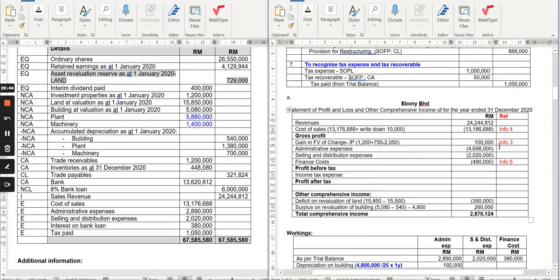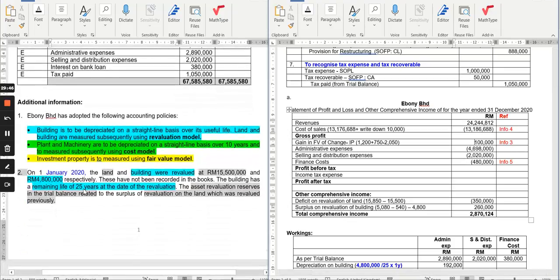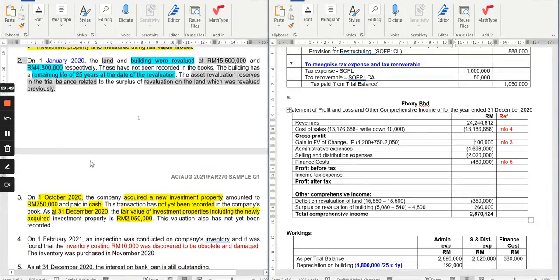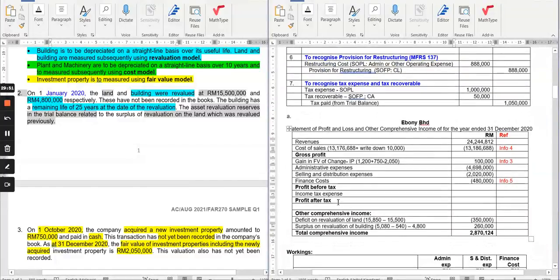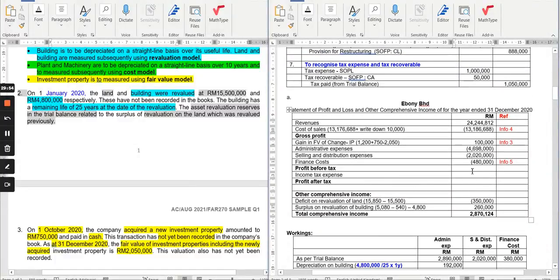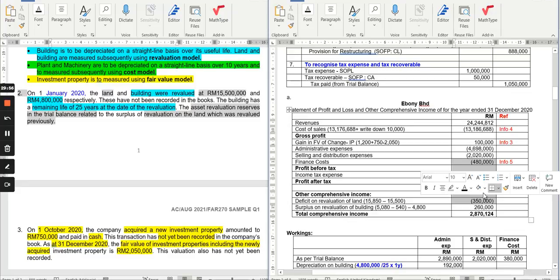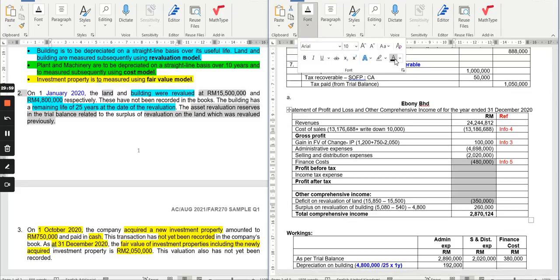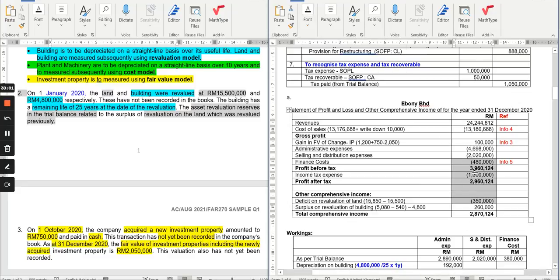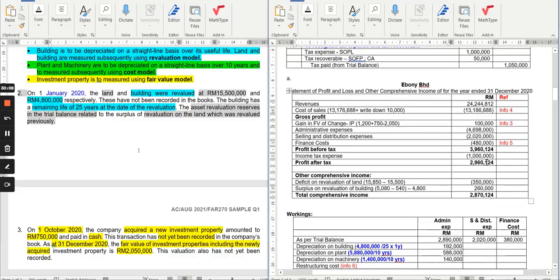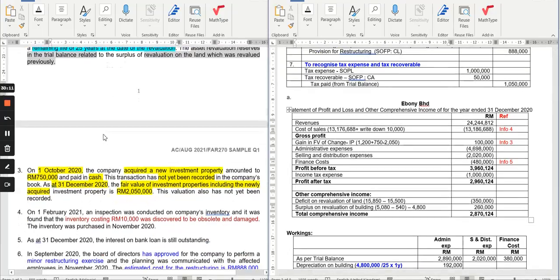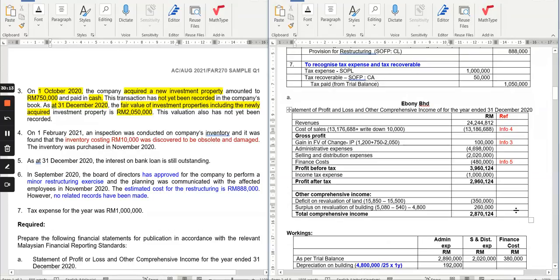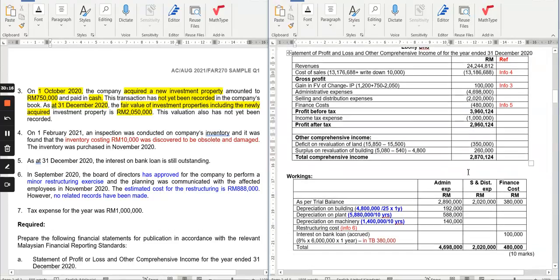The gain on fair value change, that was in information number 3 here, right? Okay, the gain. Next is the profit before tax. So you'll be able to get the profit before tax. That would be 3,960,124, and your income tax expense was from the information given in number 7, right? It will be 1 million.